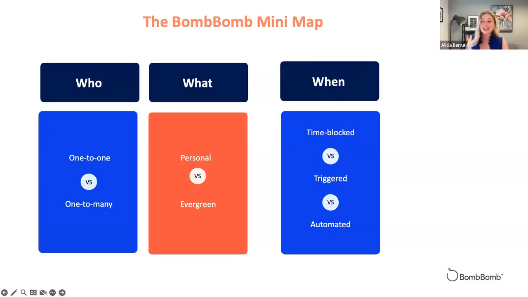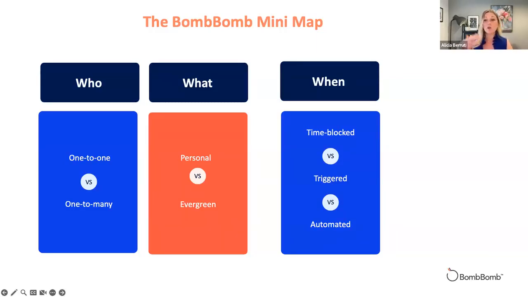So it's triggered every single time this thing happens. Now they get that video. Okay. This is all about building this habit of consistency. So you've already decided what's the moment. Is it a one-to-one or is it one-to-one, one-to-many? Is it personal? Is it evergreen? Is it time blocked? Is it triggered by a certain activity?